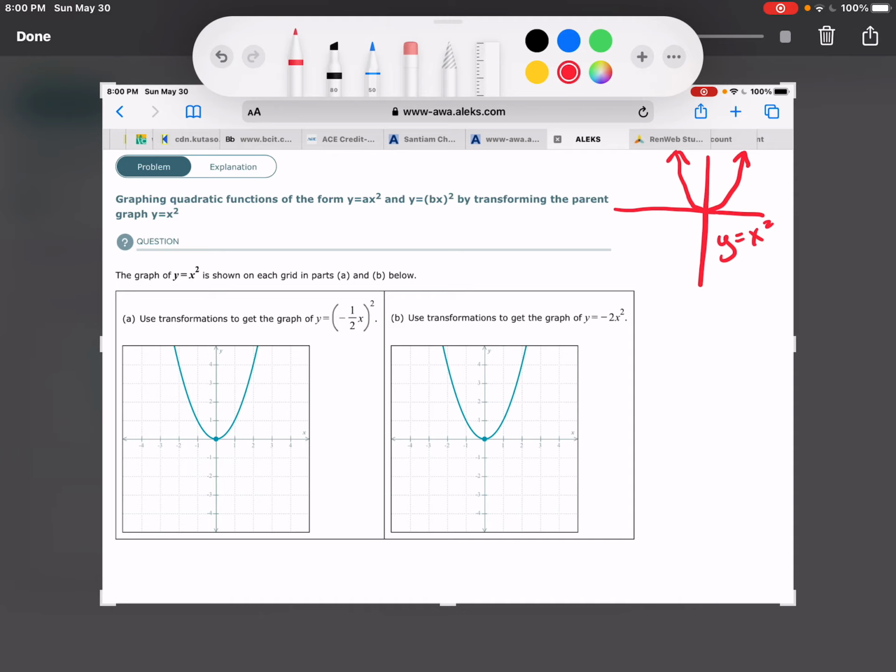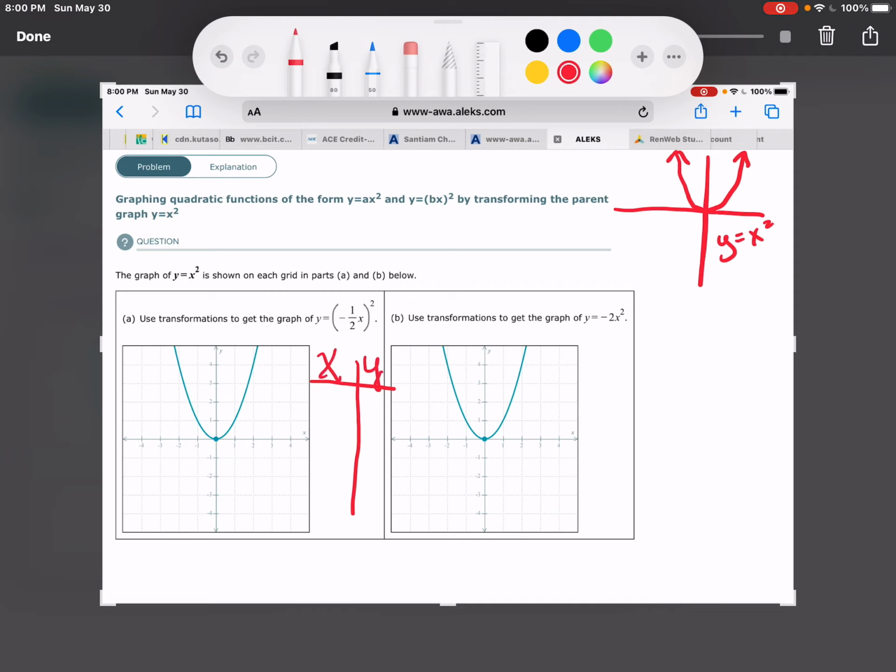In A here it says use the transformations to get the graph of y equals negative 1/2 x squared. What I do know here is, see how they've put the parentheses around the negative 1/2 and the x and then squared it? Because they've done that, in order to mess with this graph, what you're going to want to do is make a little table of values.